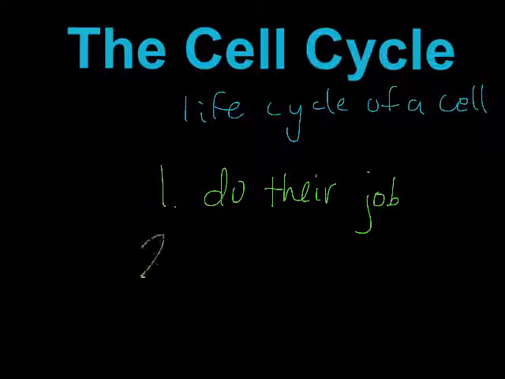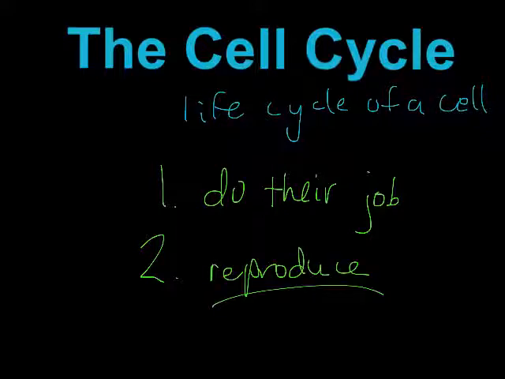Their second goal should be to reproduce. So we're going to see that this occurs at the end of their life cycle, and that's kind of like the mecca of their life. If they reproduce, then they've reached their goal. They are a good cell.